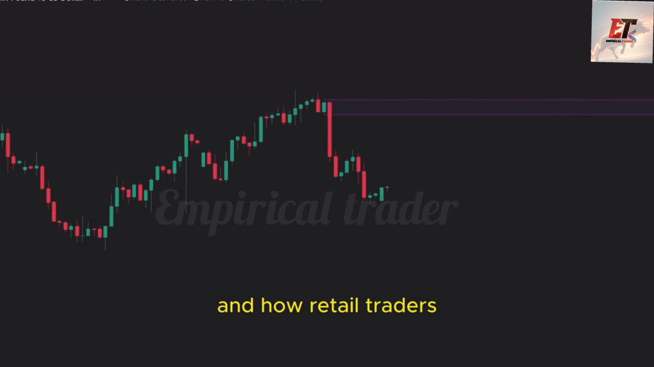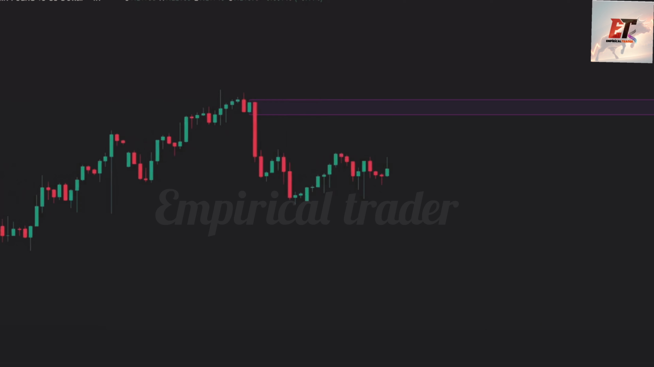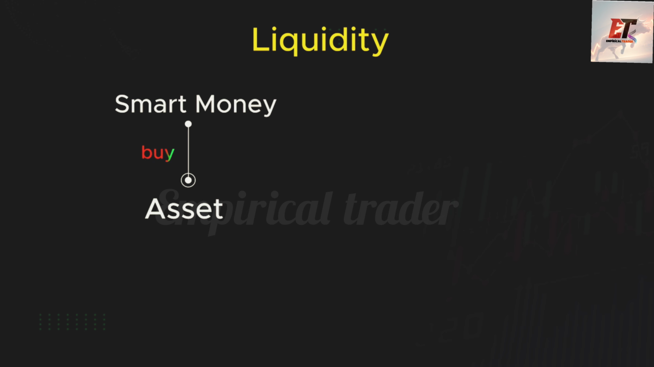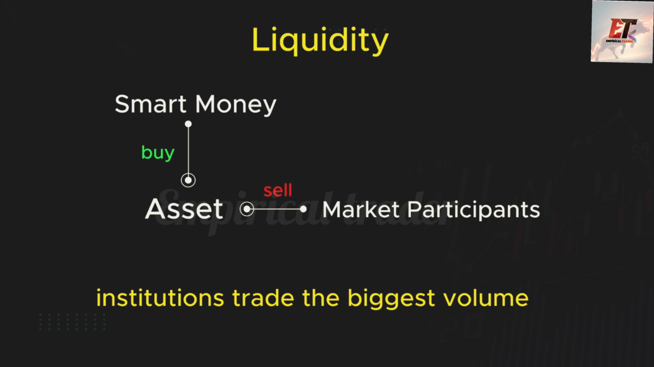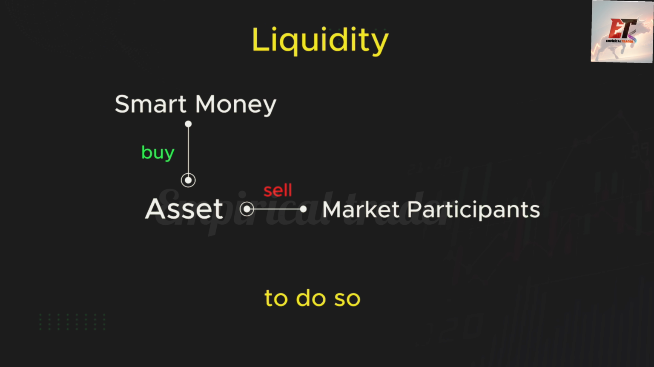So what is liquidity? Let's learn from the following example. It starts by smart money showing interest in buying an asset. For their orders to be executed, they need market participants to sell the exact amount smart money wants to buy. And since institutions trade the biggest volumes, they can't easily fill their positions. To do so, they look to hunt retail traders' stop losses, using them as liquidity to fill their entire positions.